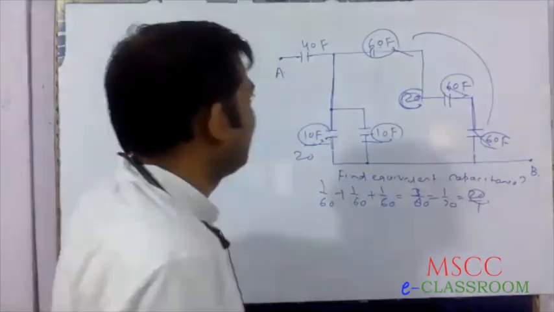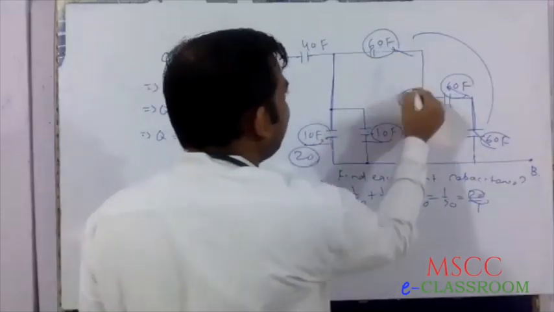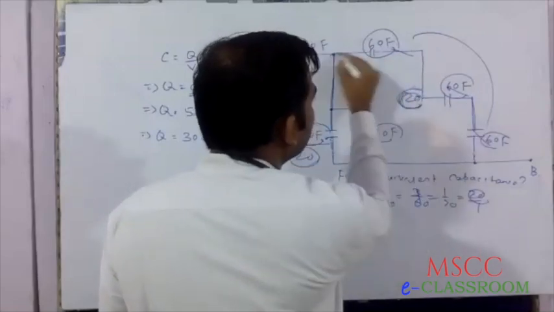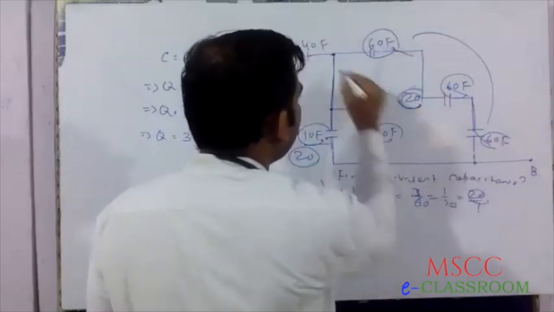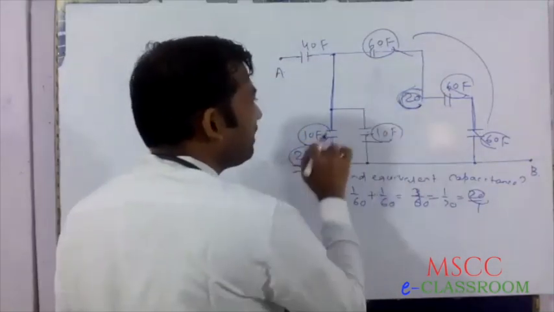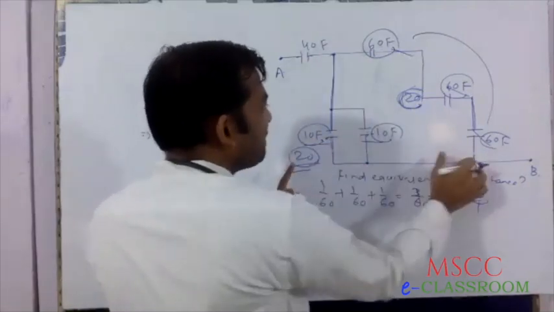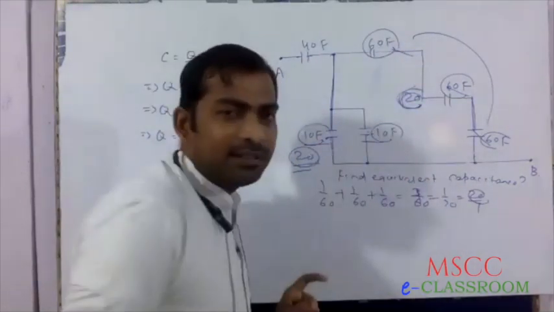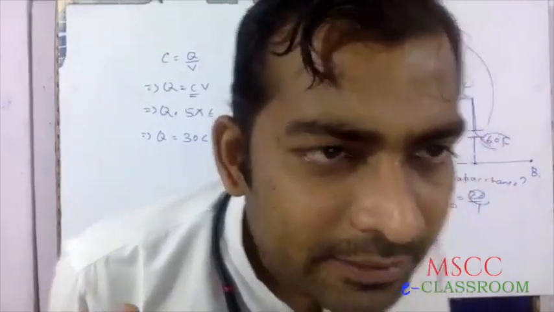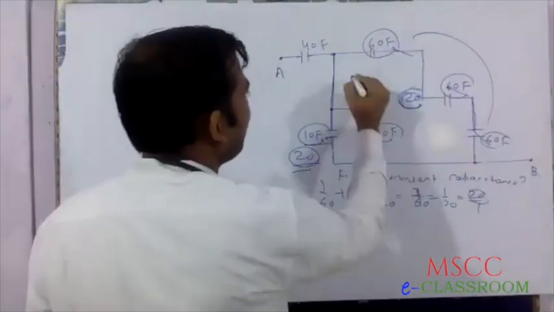Then 20, 20, again parallel. This is a terminal, this is a terminal. Equivalent capacitance, look at this: 20, 20 parallel, the result is 20. Here this part is 20, this part is 20. They are also again combined in parallel. Therefore 20 plus 20, the result is 40.